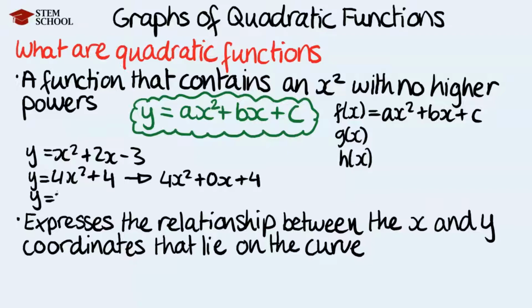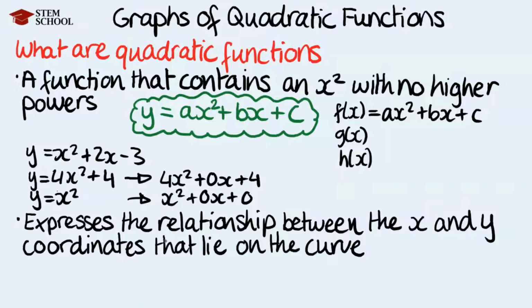So let's do another example. We've got y is equal to x squared, okay? This is the simplest quadratic equation you can get. Why is this a quadratic equation? Well, if you look at it like this, we have x squared plus 0x plus 0. Okay, so as long as the function itself contains an x squared term, then we have a quadratic equation, okay?